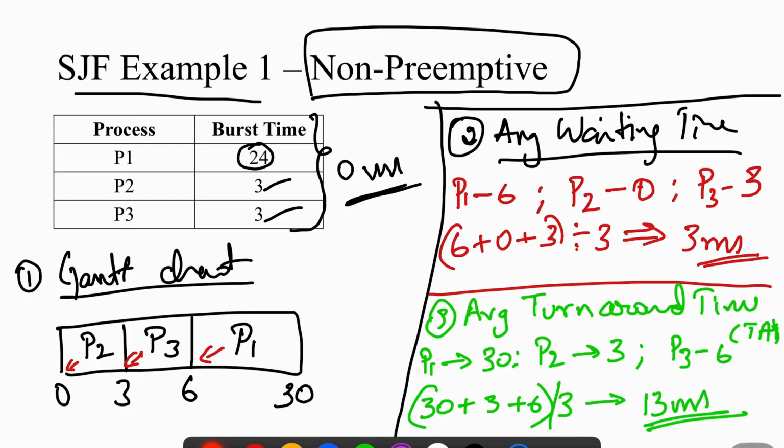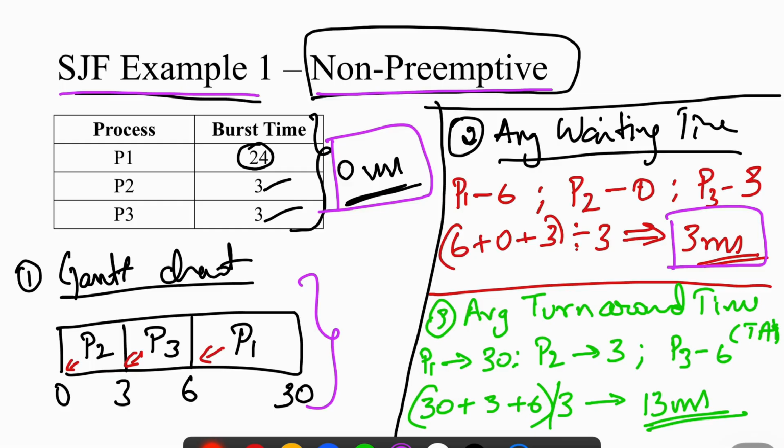If you see, with respect to the problem, that is SJF non-preemptive method, considering all of the process arrived at the same time, we wrote the Gantt chart. Then with the help of Gantt chart, we got the answer for average waiting time, and also for average turnaround time. So this is the first type of algorithm in SJF, that is non-preemptive.